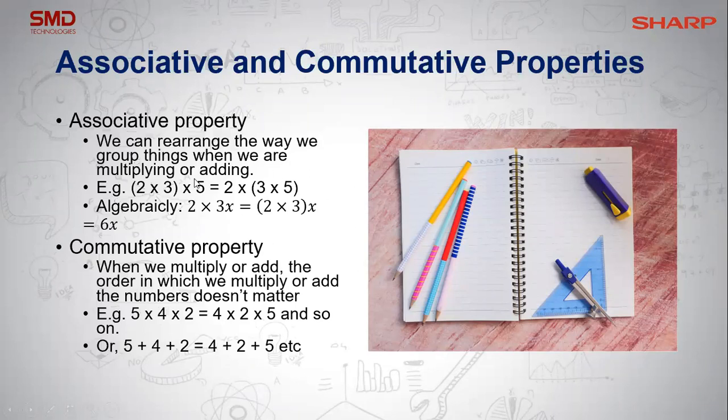For this one, it's more to help with algebra because you can say 2 times 3x. And then if you group things differently, you can have 2 times 3, which we know is 6, and then times x, which is just 6x. So that's where we would use the associative property. Where we use the commutative property is when we want to find easier ways to multiply a set of numbers together or add them together. So, for example, 5 times 4 is 20, which is pretty easy. But we could also say 5 times 2 is 10, which is also quite nice and easy, and then times 4, and go like that as well.